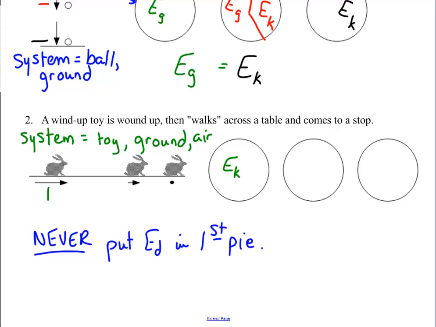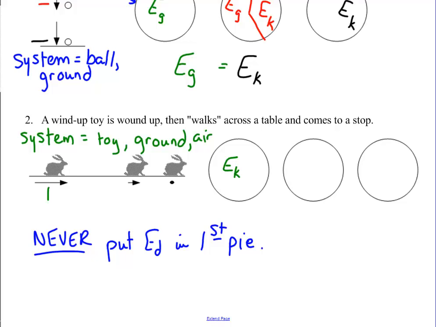Why not? Well, when something is starting out, I don't know if the object is going to be moving along and losing energy because of friction, or whether it's going to move along and not lose energy. So I can't determine whether friction is present and therefore energy will be dissipated until my second pi at the earliest. So I never put dissipated energy in my first pi.